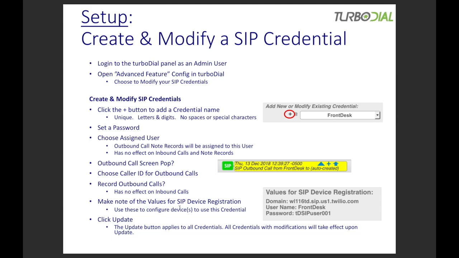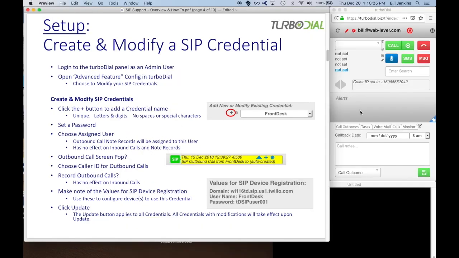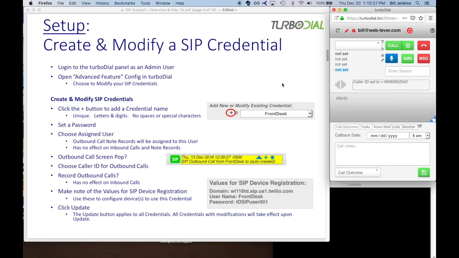Okay, let's talk about how to create and modify a SIP credential. For this purpose, we're going to bring up a turboDial panel right next to us so you can see that. It is logged into turboDial, and it's logged in as an admin user. And you can tell that because you can see that the Global Options button and the Advanced Features button is available up here. And so that means this is an admin account.